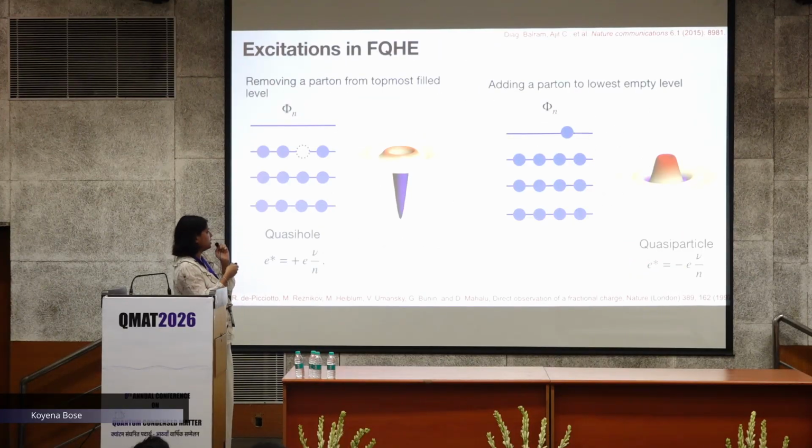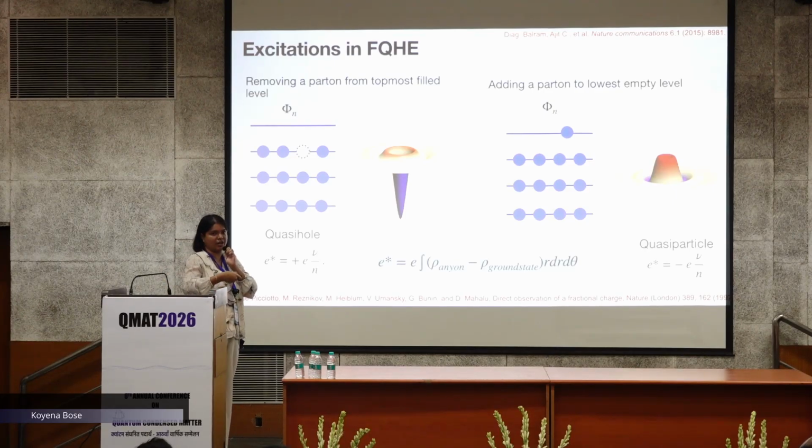Now moving on, the parton construction by itself accommodates excitations, which can be thought of as quasi-holes, leaving an orbital empty in the topmost filled effective Landau level, or filling one orbital as such. And these naturally give fractional charges, which can be either positive or negative, depending on what filling fractions we are looking at.